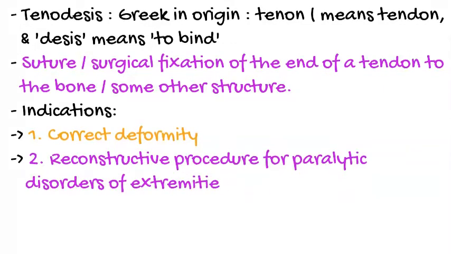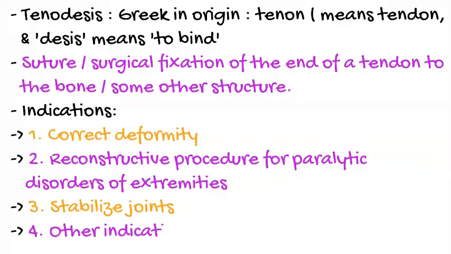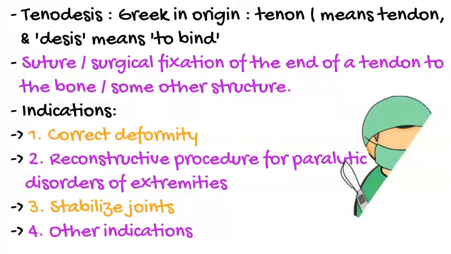The indications for tenodesis include 1. To correct deformity. 2. For reconstructive procedure for paralytic disorder of extremities. Number 3. To stabilize the joints. And 4. Other indications of tenodesis.